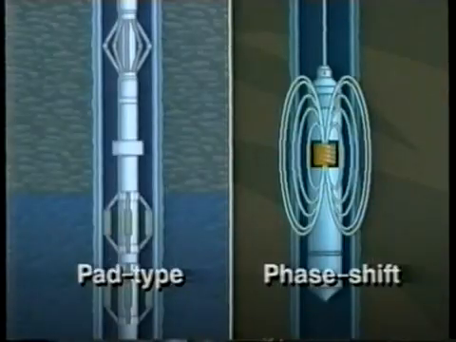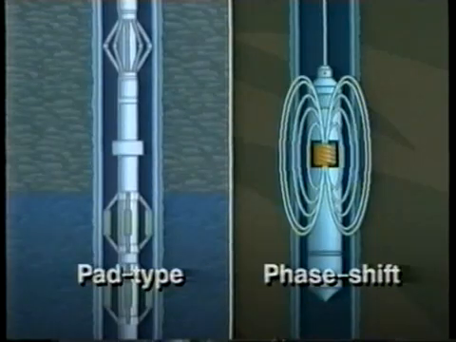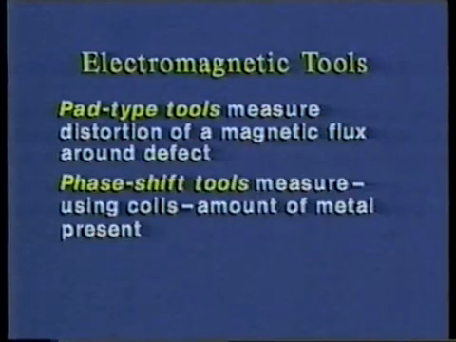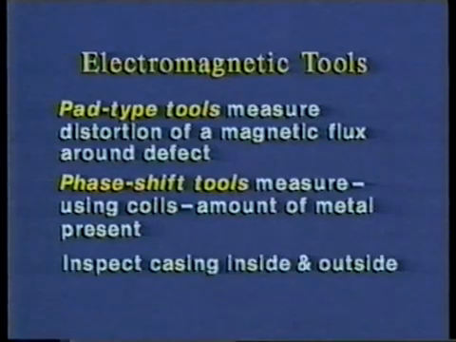The electromagnetic tools fall into two categories: pad-type tools, which measure the distortion of a magnetic flux around a casing defect, and phase shift tools, which measure the amount of casing metal by measuring the phase shift between two electromagnetic coils. Both types of tools inspect both the inside and the outside of the pipe.